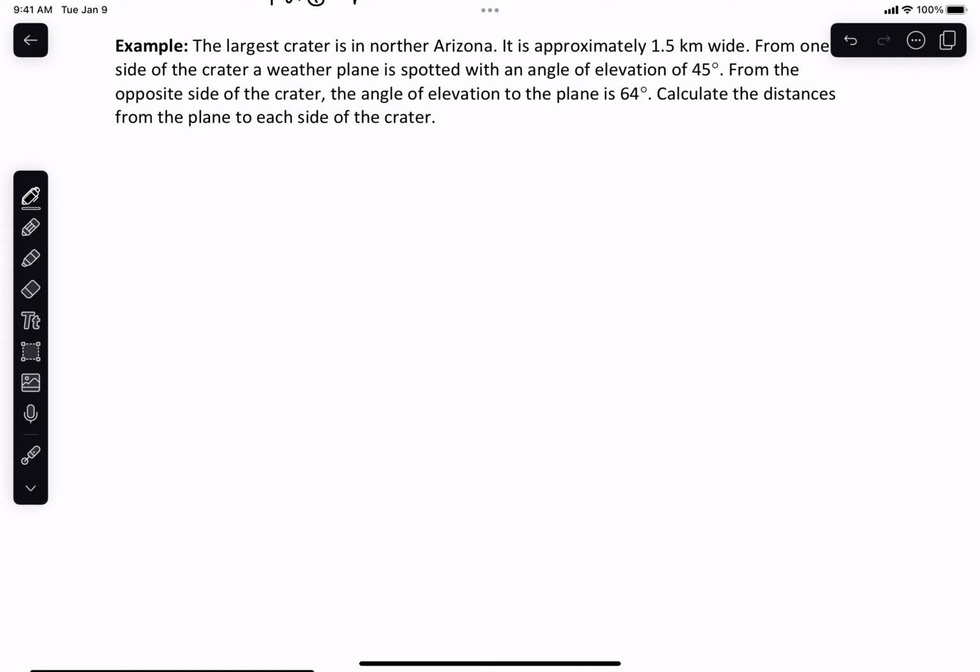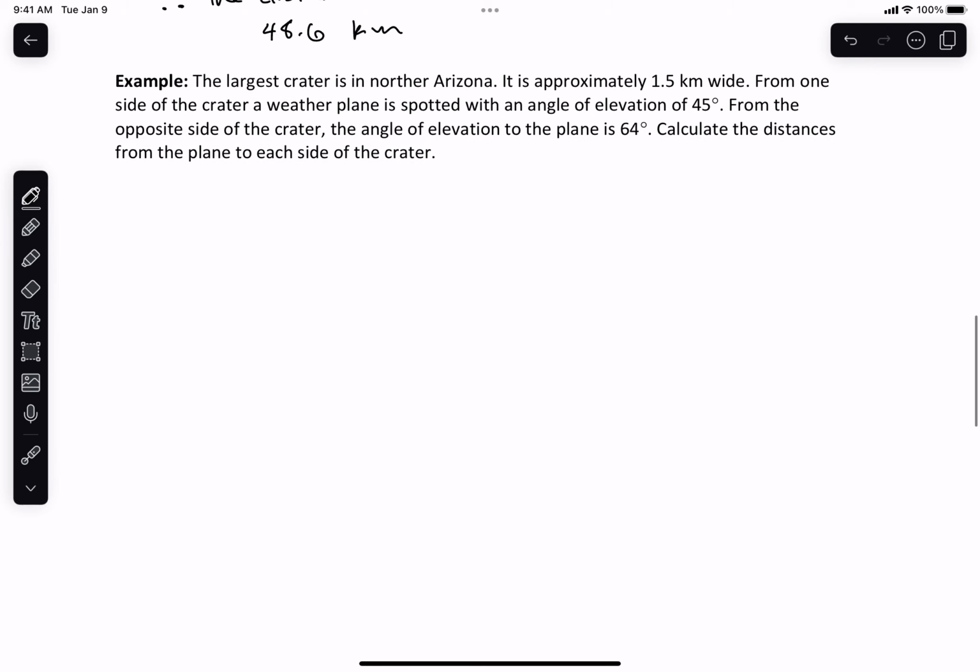Okay. So the crater is approximately 1.5 kilometers wide. So what I'm going to do is go A and B, and this will be the width of the crater. So from one side of the crater, a weather plane is spotted with an angle of elevation of 45 degrees. I think this is a 3D one. So you've got a plane up here.